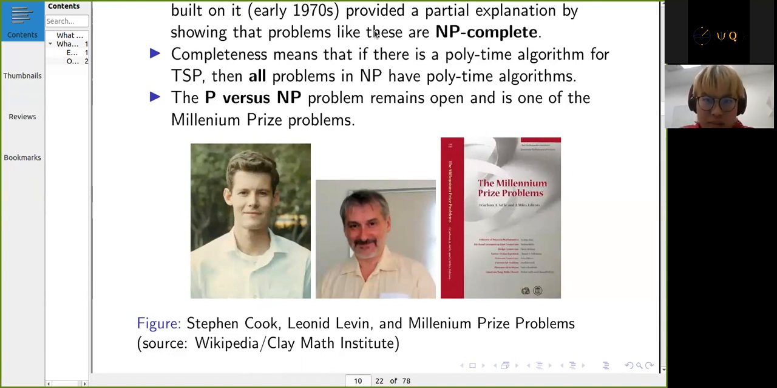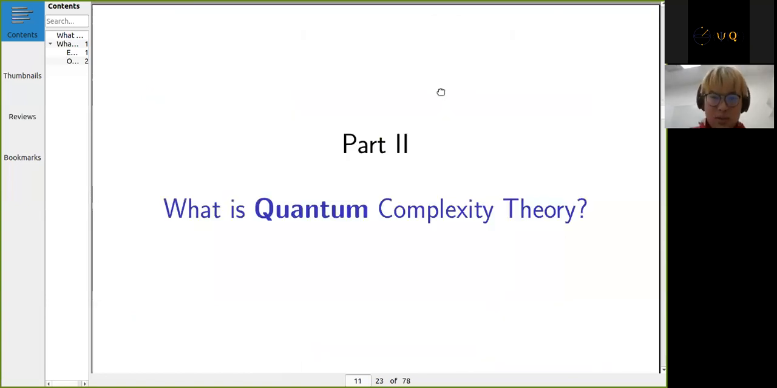So before I move on, are there any questions? Okay, so if not, I'll start to talk about how quantum computers fit into this story.